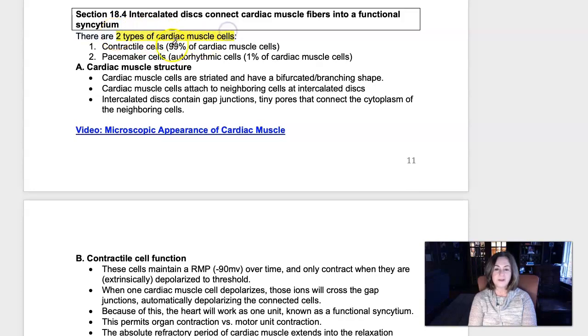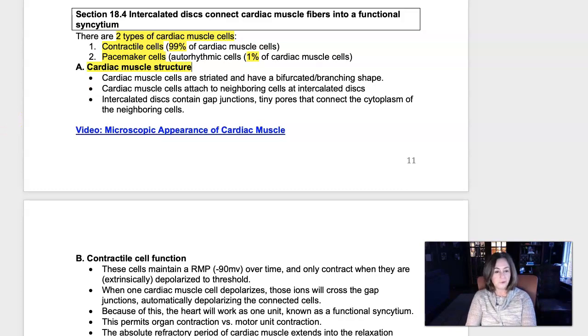The majority of the cells, 99% of the cells, are just the cardiac muscle cells that you looked at last semester when we looked at different muscle types in lab. Those are the contractile cells. And then there's another cell type, pacemaker cells, also known as autorhythmic cells. These cells are very different, and we'll take a look at these two cell types separately. First, starting with cardiac muscle, which we're a little bit familiar with already.